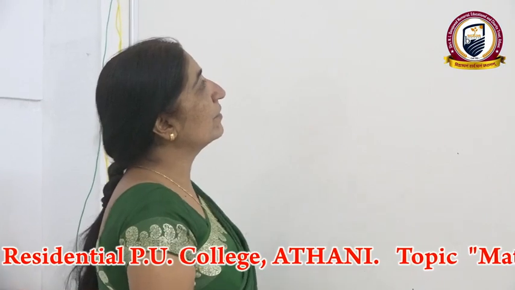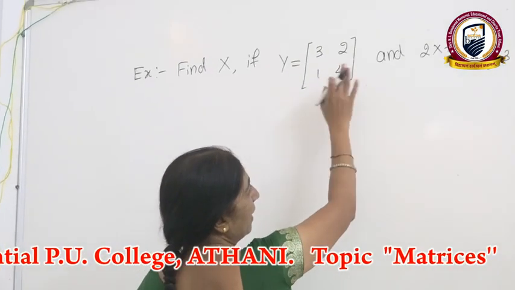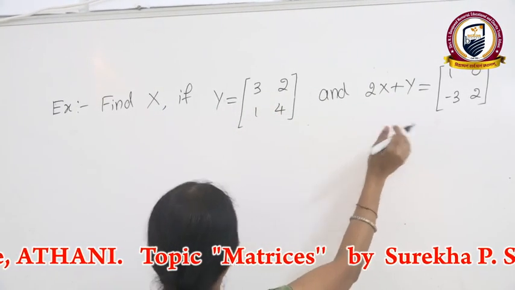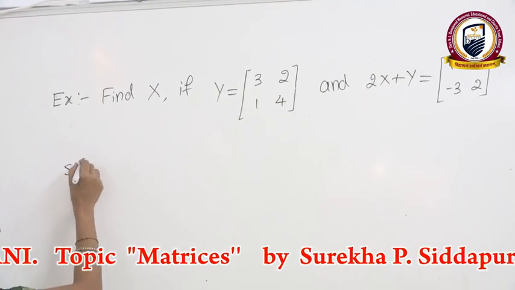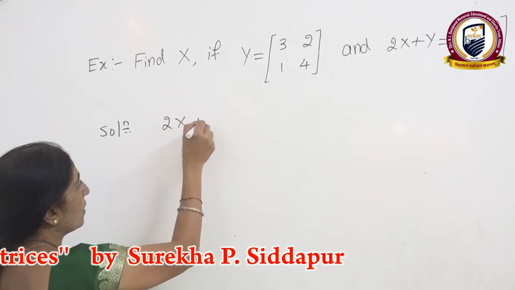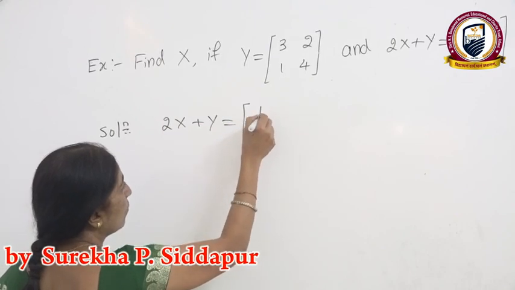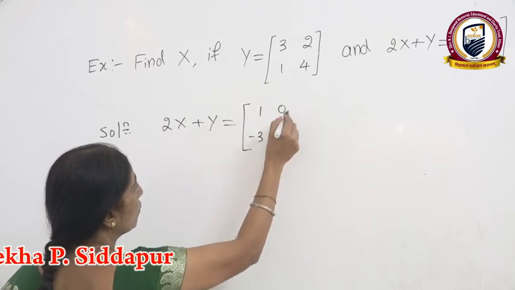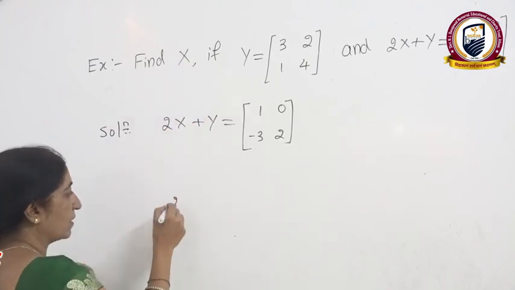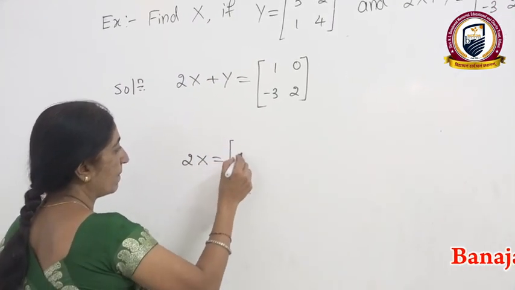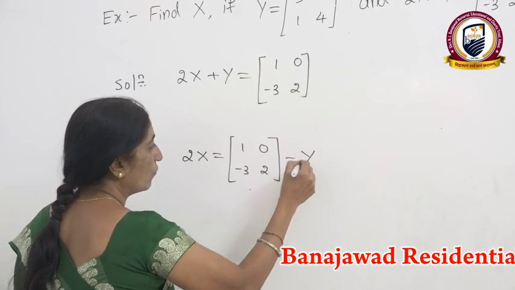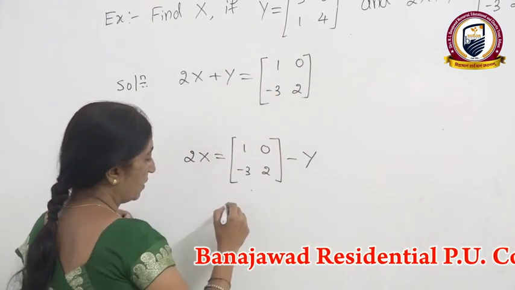See, here I have given the next question. Here they are not in the simultaneous form. Y value is given and one expression is given. So they are asking the x value. Then what you are doing? Just write the first expression: 2x plus y is 1, 0, minus 3, 2. And what you have to find? You have to find x. So keep x on the left side as it is, and take y on the right side. But y is given as a matrix. Write that matrix.